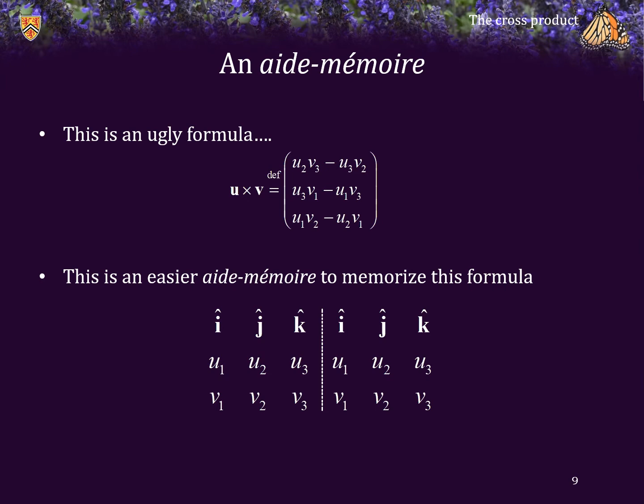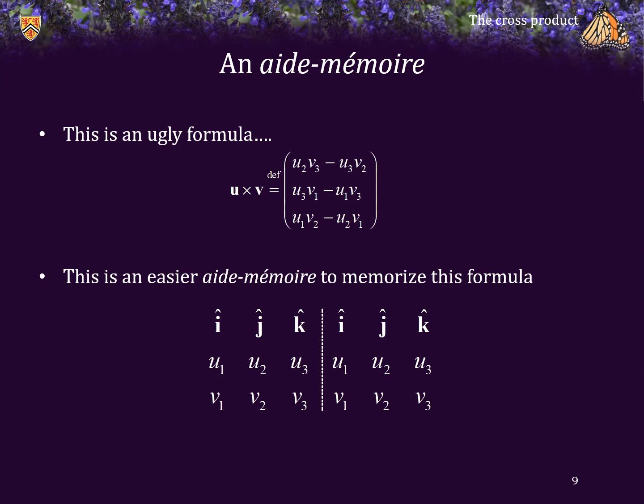Notice that I have essentially an augmented matrix here. However, in the first row I have vectors, the unit vectors i, j, and k, and they are repeated. Then there are the coefficients or the entries of the vector u, again repeated, u1, u2, u3, and then the final row has the entries of the vector v, v1, v2, v3, again repeated.